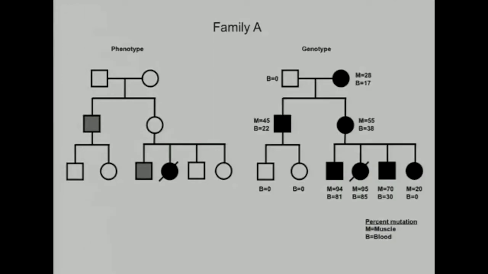And then if you do the mutation analysis, in this case it was the most common MELAS mutation, the 3243 mutation. You'll see that the proband here has high levels of mutation in blood and muscle. And the others who are less severely affected have lower levels of the mutation in these tissues. Interestingly, you can see here, this person who's asymptomatic has no detectable mutation in blood. Sometimes it happens. But if you look at other tissues, you'll see that there's a detectable mutation in muscle, for example.